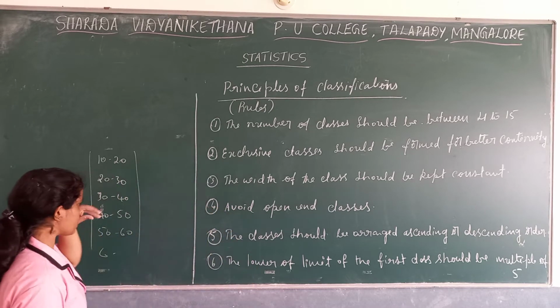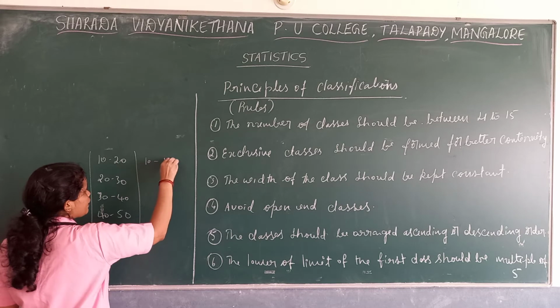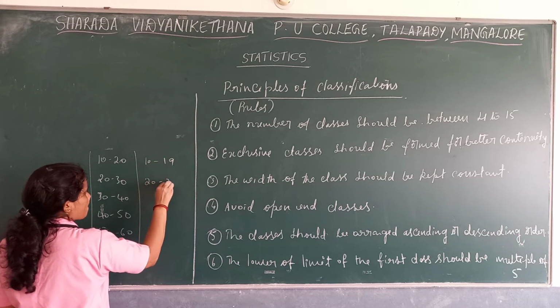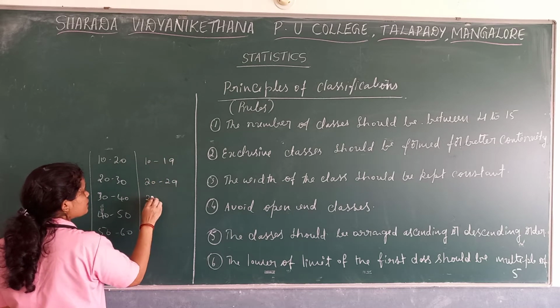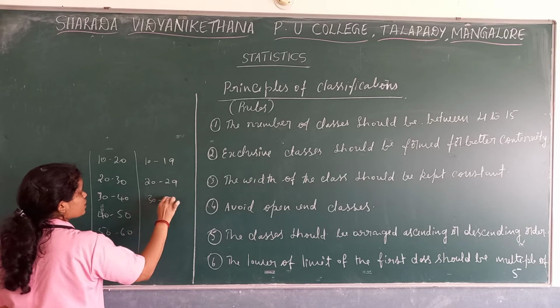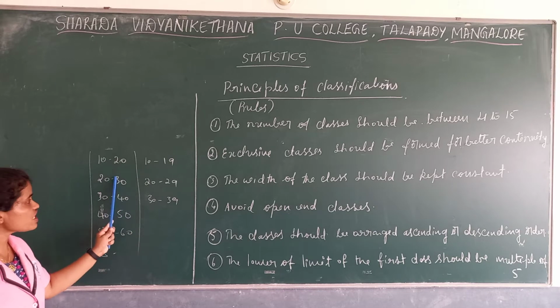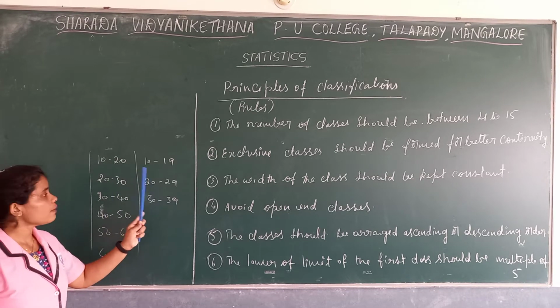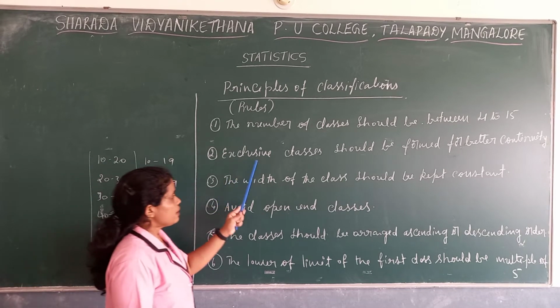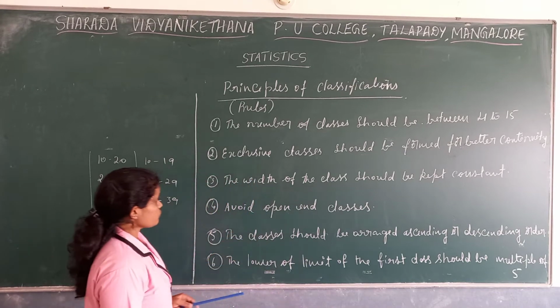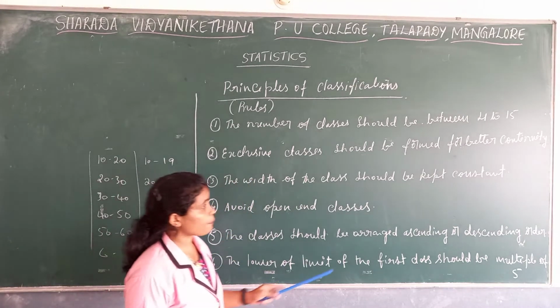What are inclusive class intervals? 10 to 19, 20 to 29, then 30 to 39. This is an inclusive class interval. So when we compare these two, this one is better to form rather than this one, because there is no continuity here.